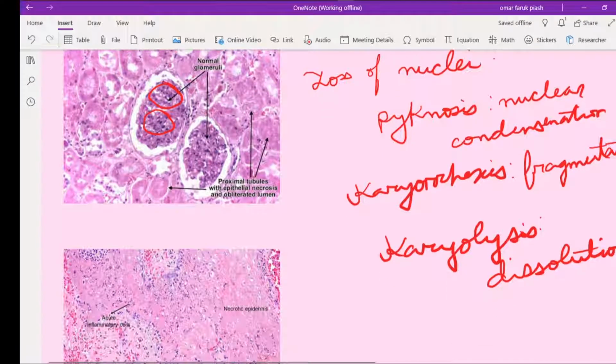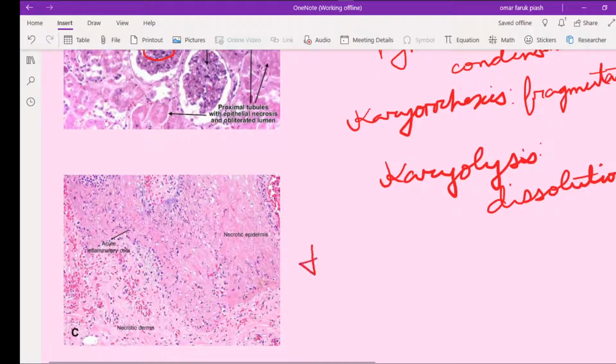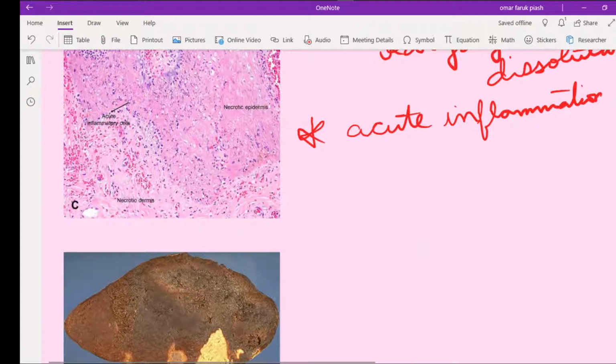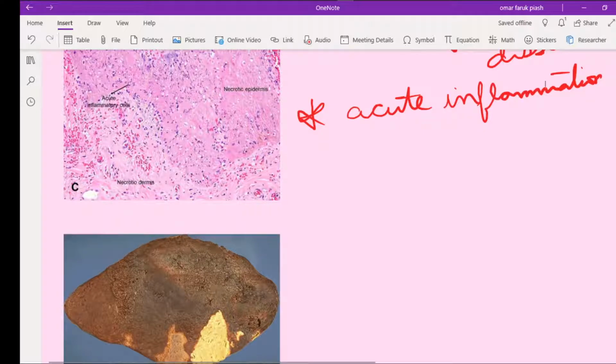Now, necrosis is never physiologic. It is always pathologic. And in necrosis, the high-yield point is that a large group of cells die, followed by acute inflammation. Necrosis can be subdivided into different parts, that is coagulative, liquefactive, caseous, gangrenous, and fat necrosis. I will discuss it step by step.